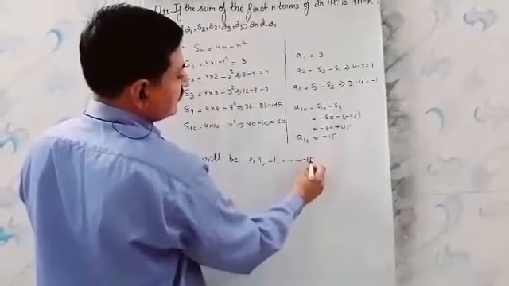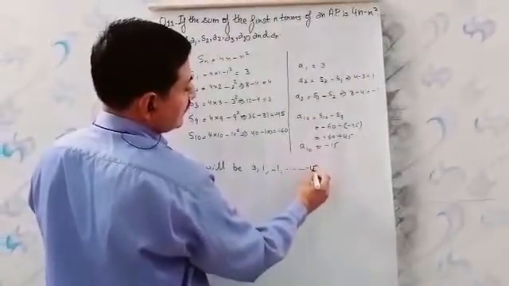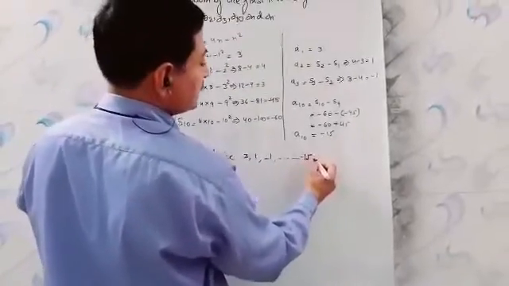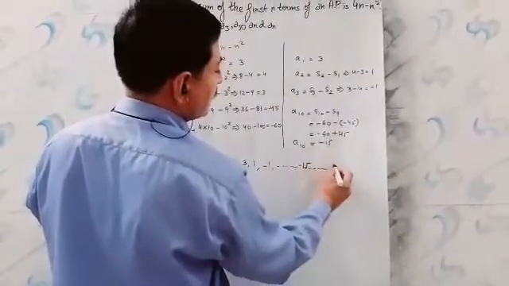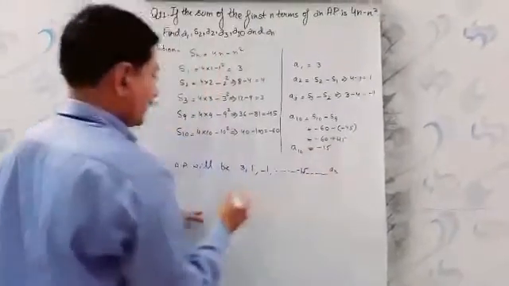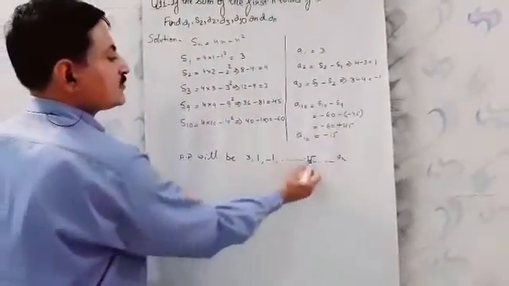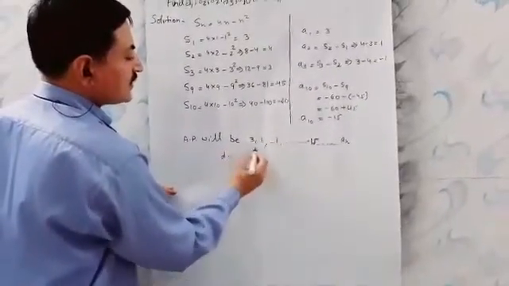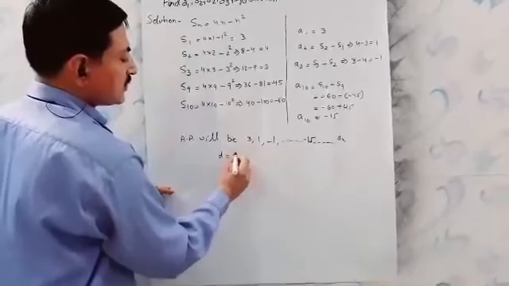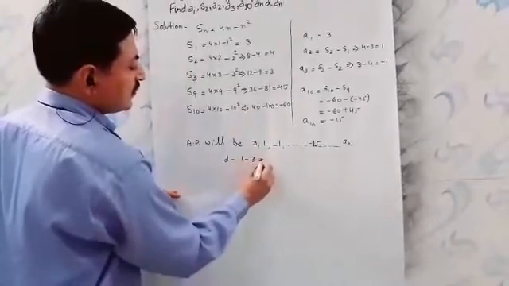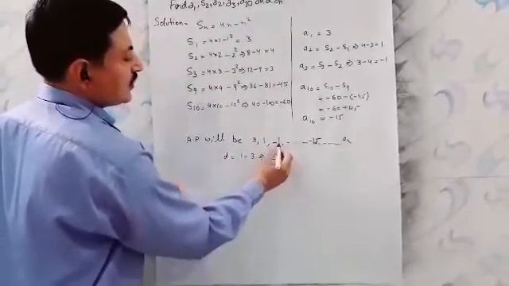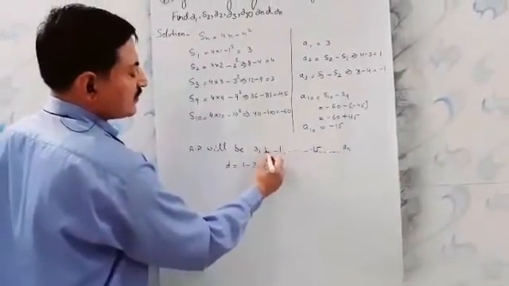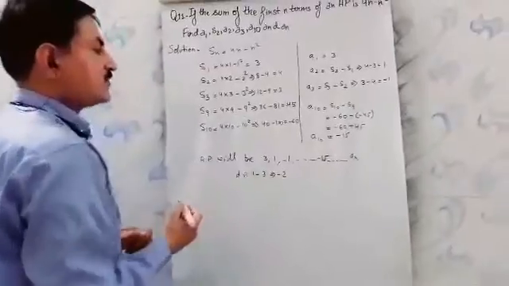The series goes on up to An. Okay, the AP is 3, 1, minus 1. So we can get d from here. d equals second term minus first term. So 1 minus 3 will be minus 2. You can see here also, if you find d again, minus 1 minus 1 is minus 2. That means the common difference minus 2 is correct.